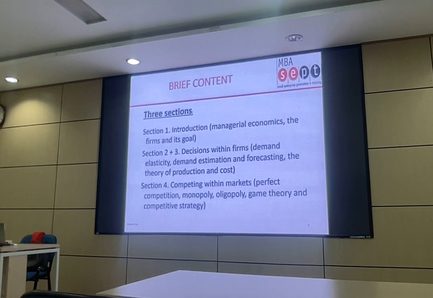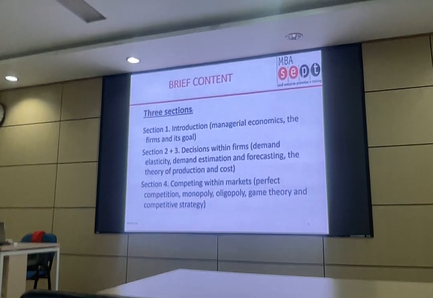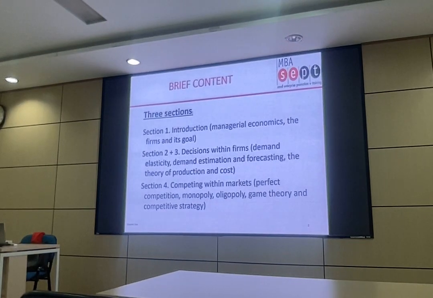For market structure, you will learn about perfect competition, monopoly, oligopoly, and maybe methods or tools for enterprises to compete with each other in markets. It's game theory and some competitive strategy. So that's the three parts. In general, it's on the application of microeconomics and to some extent macroeconomics in many managerial decisions. So that's why this outline is the organizer, as you can see.